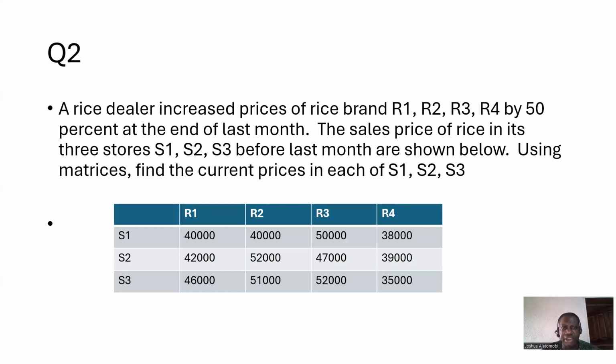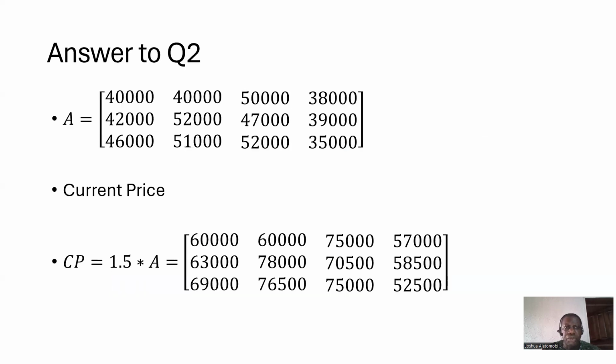The second question, a rice dealer increased prices of rice brands R1, R2, R3, R4 by 50% at the end of last month. The sales price of rice in his 3 stores, S1, S2, S3, before last month are shown in the table below. We need to find the current prices in those stores. So these are the prices, that is matrix A contains the prices of the 4 brands in the 3 stores.